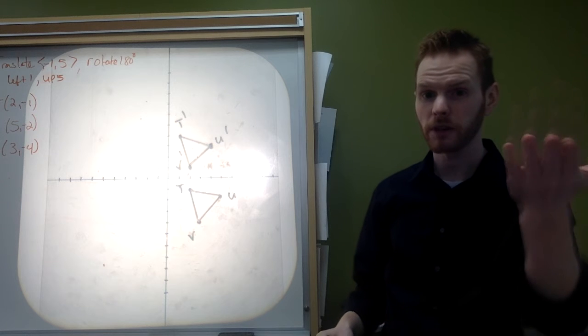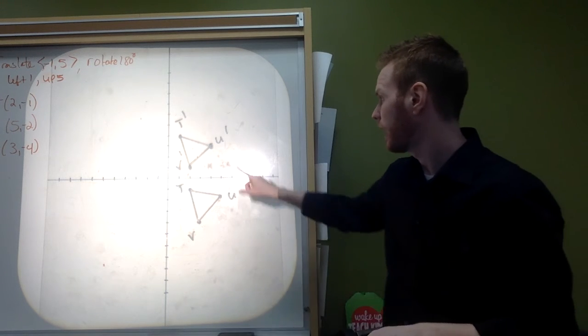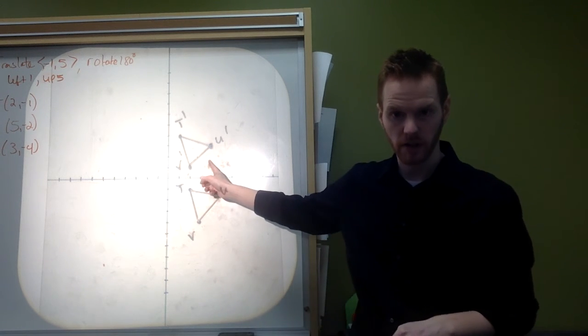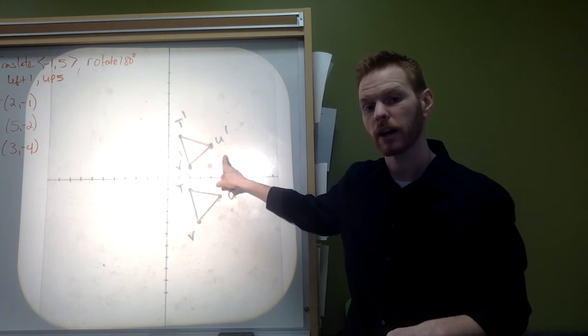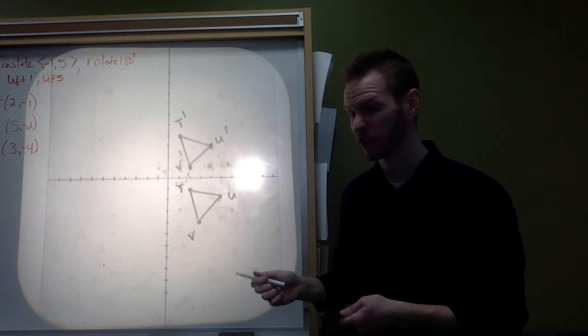Here's where the symbols are very important, just like the previous example. I want to rotate this image 180 degrees, not this guy, what we started with. The ones that have the prime marks on it. Okay? Let's go ahead and do that.